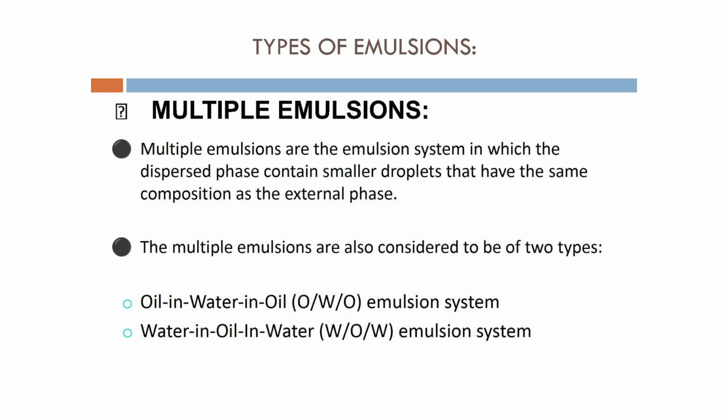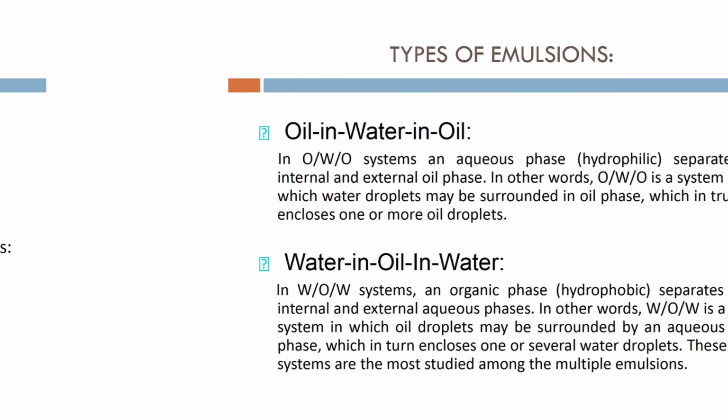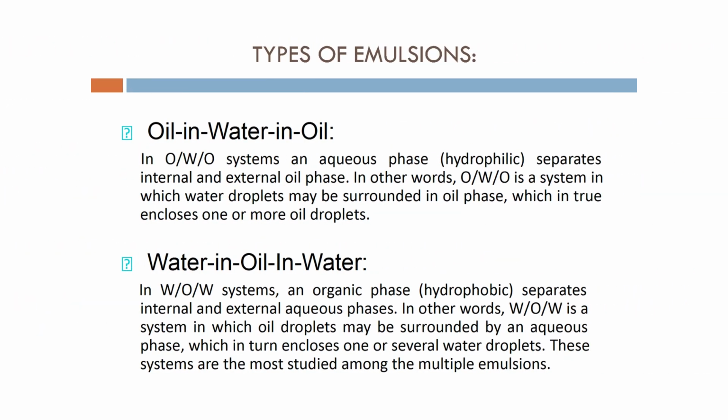Let's understand these multiple emulsions in more detail. In an O/W/O system, an aqueous phase, that's a water-based phase, separates an internal oil phase from an external oil phase. Think of it as a water droplet surrounded by an oil phase, and that water droplet itself contains one or more tiny oil droplets inside it. In a W/O/W system, an organic or oil-based phase separates an internal aqueous phase from an external aqueous phase. So it's an oil droplet surrounded by a water phase, and that oil droplet contains one or more tiny water droplets inside it.